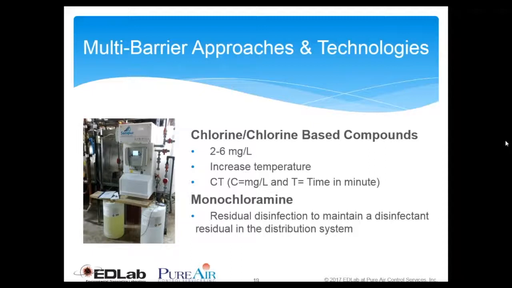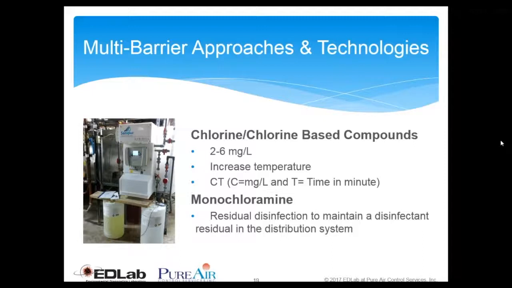Many times people ask me what the appropriate amount of chlorine to be used is. As you see in this slide, 2 to 6 microgram per liter is appropriate. Enhance the temperature. And then there is a formula, CT, which basically gives you the amount of chlorine you should be putting. Monochloramine is another residual disinfectant by which one can ascertain that you have enough disinfectant in the distribution system, so that you are not vulnerable to Legionella disease or onset of Legionella disease.